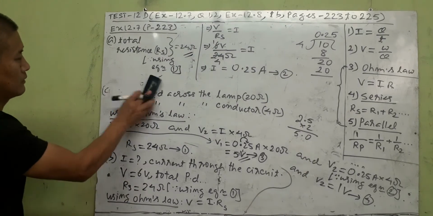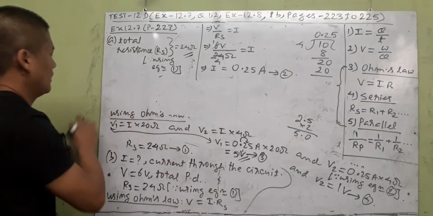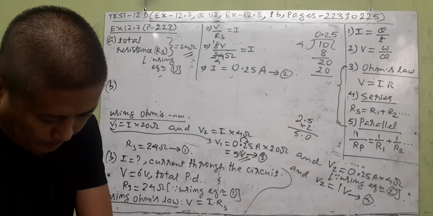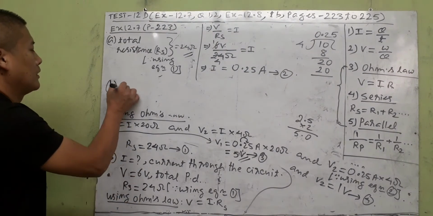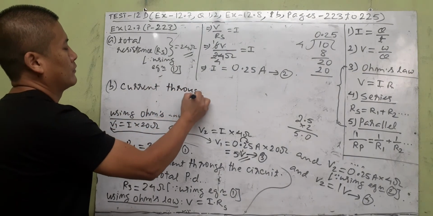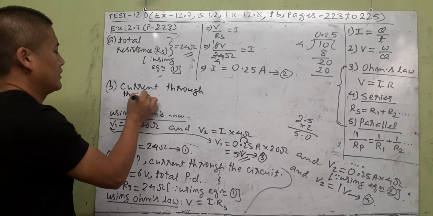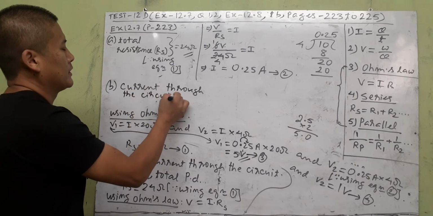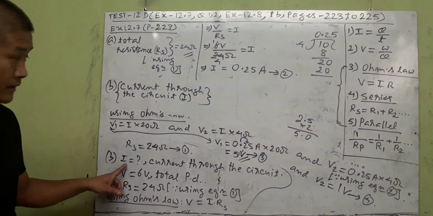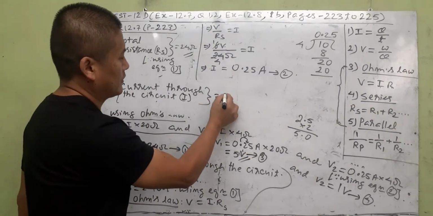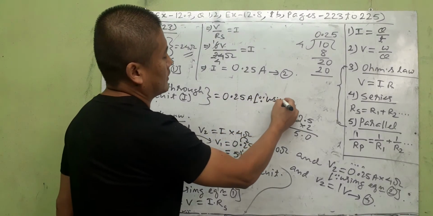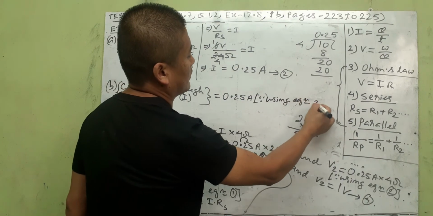Then B is, go back to the question, the current through the circuit. So current through this circuit, which we have found out by using I. So here the current through the circuit, IAC, is equal to, we have found here, 0.25 ampere, since using equation number 2. So second answer.